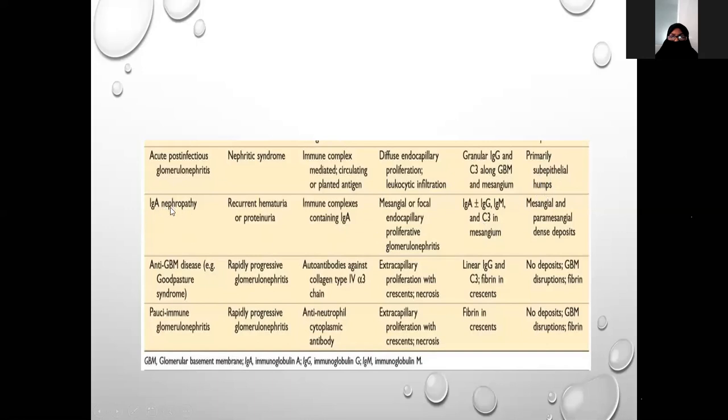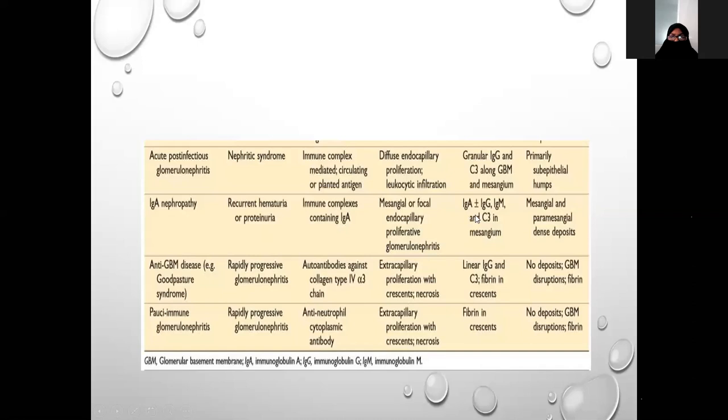IgA nephropathy is prevalent worldwide, and it is the most common among adults. The patient will present with nephritic illness, that is recurrent hematuria or proteinuria. In pathogenesis, there is immune complex containing IgG. And in light microscopy, you will get mesangial or focal endocapillary proliferation, proliferative glomerulonephritis.